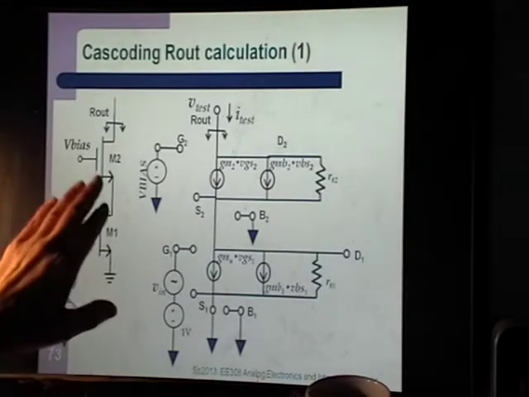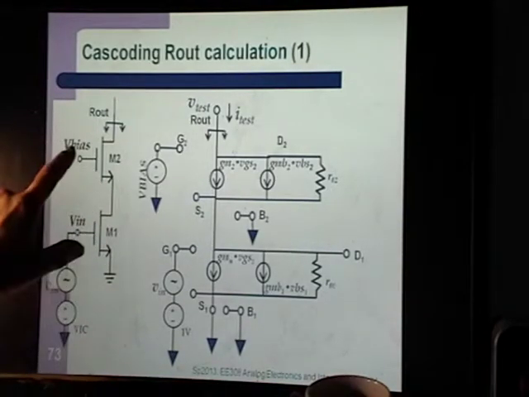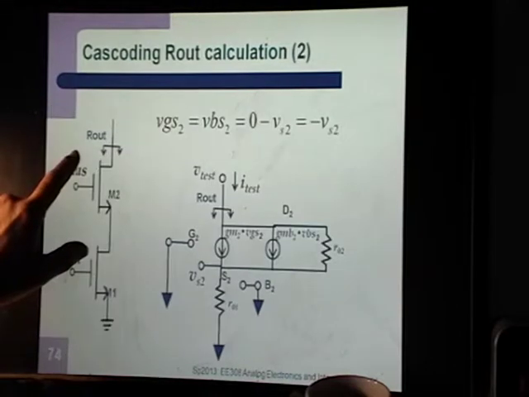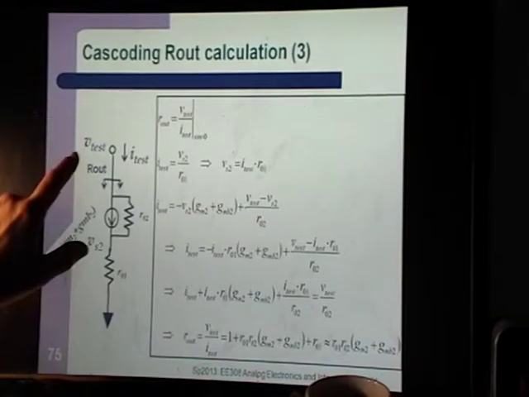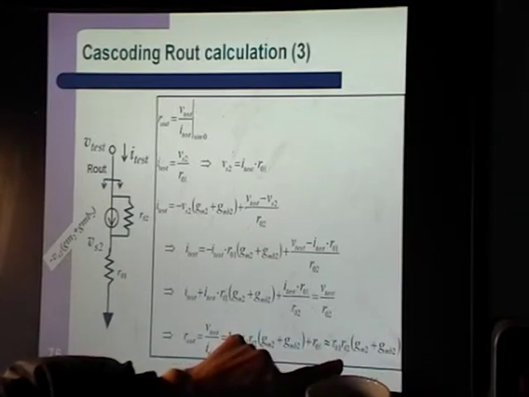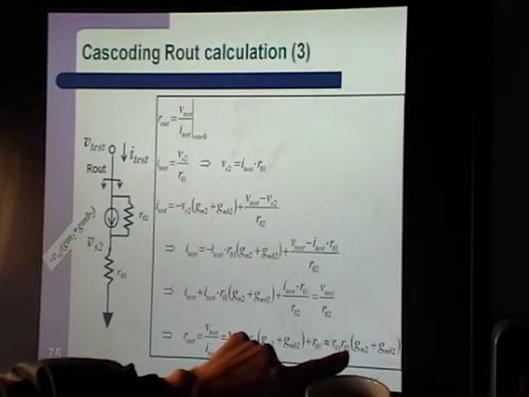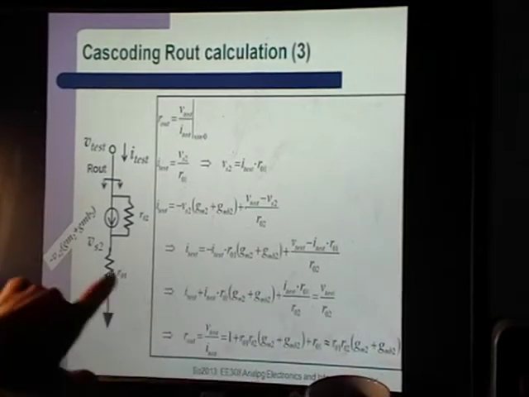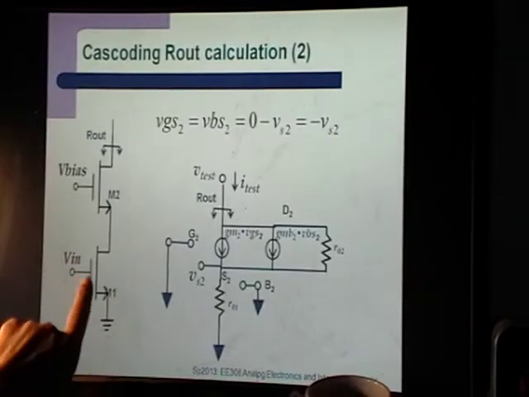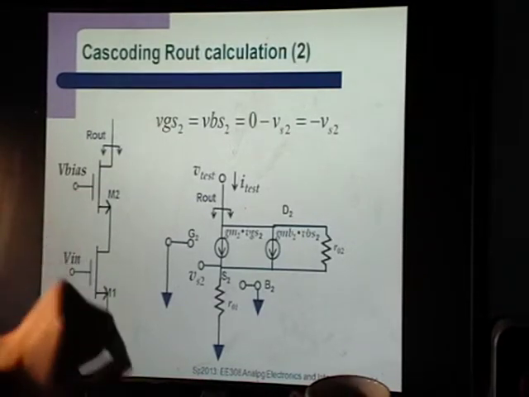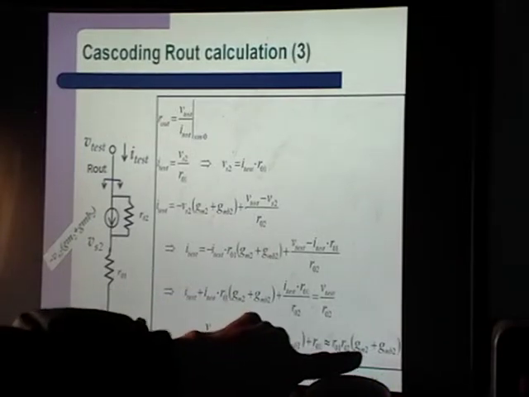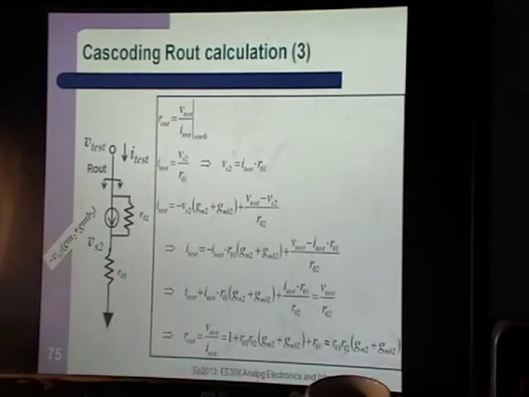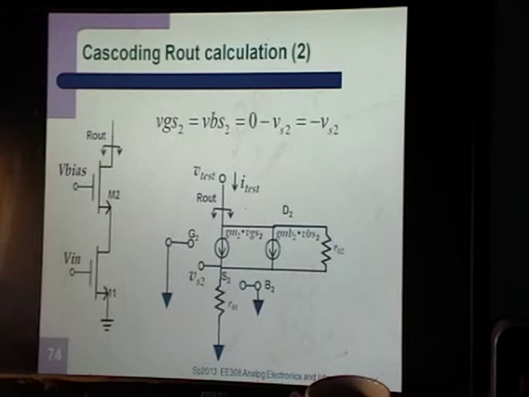This is just the analysis of cascoding, and what you can see is you get an RO1 times RO2 and then GM2. So that second transistor right there. So GM of that second transistor times the ROs of each of those.